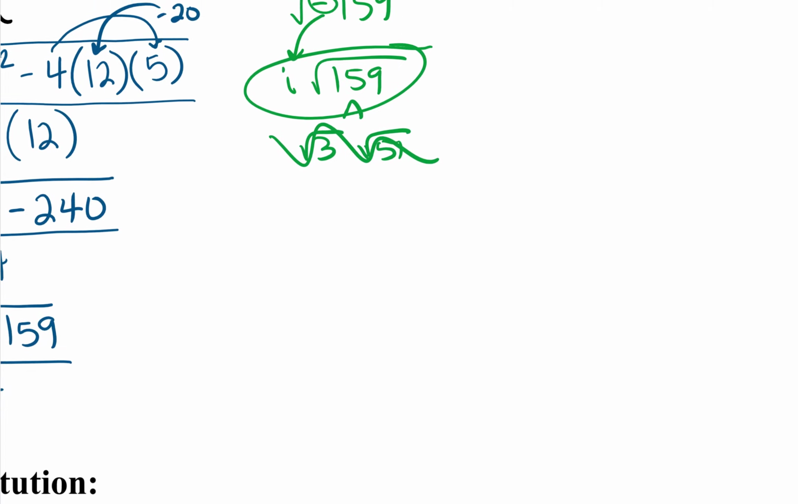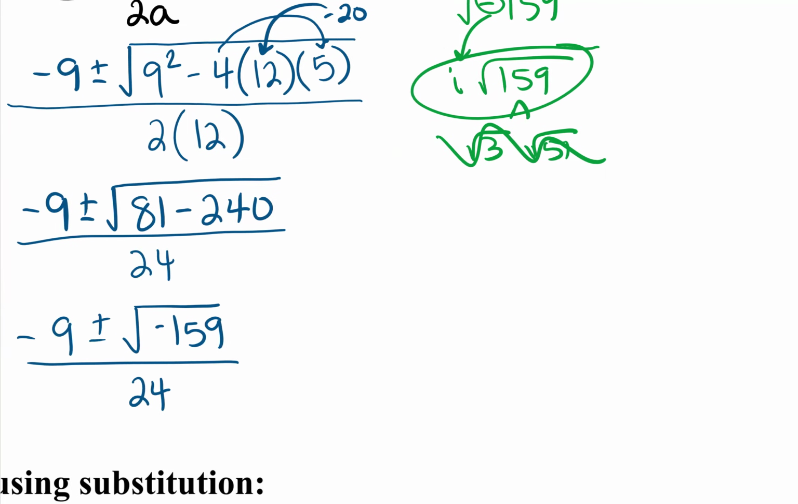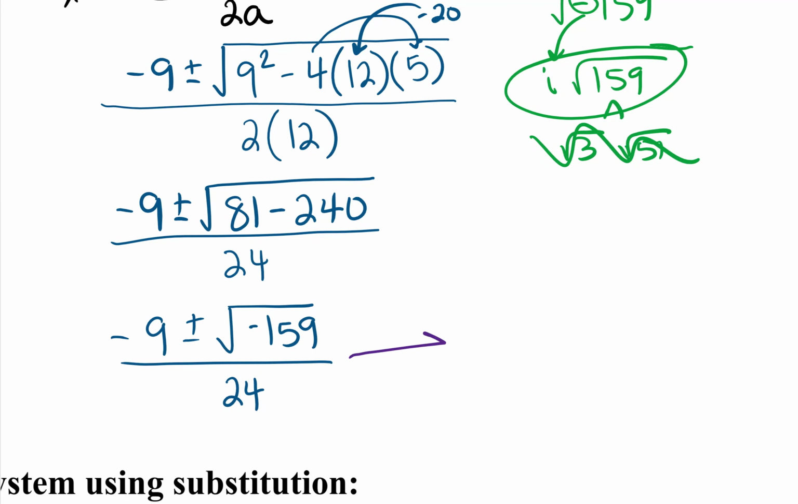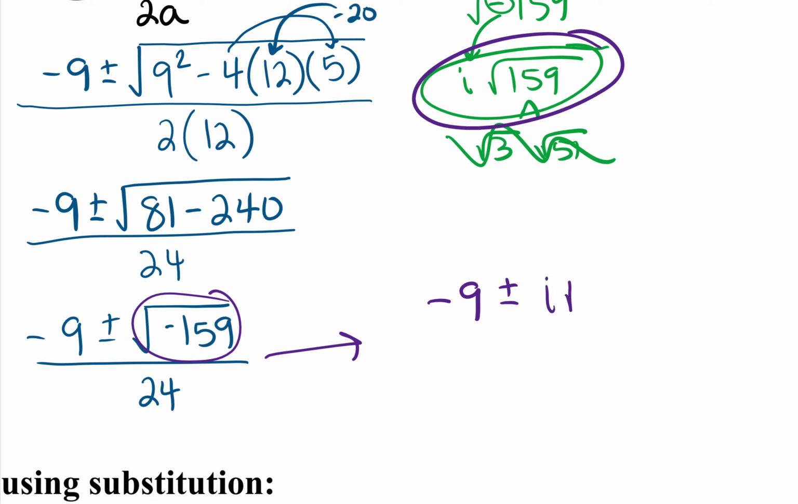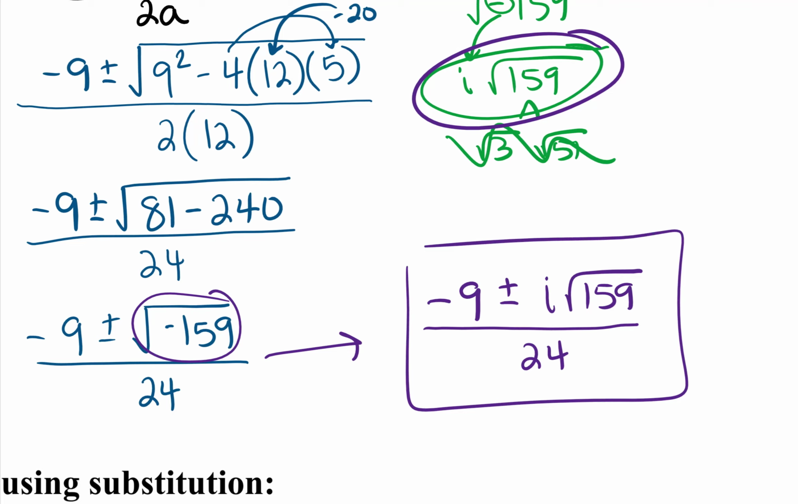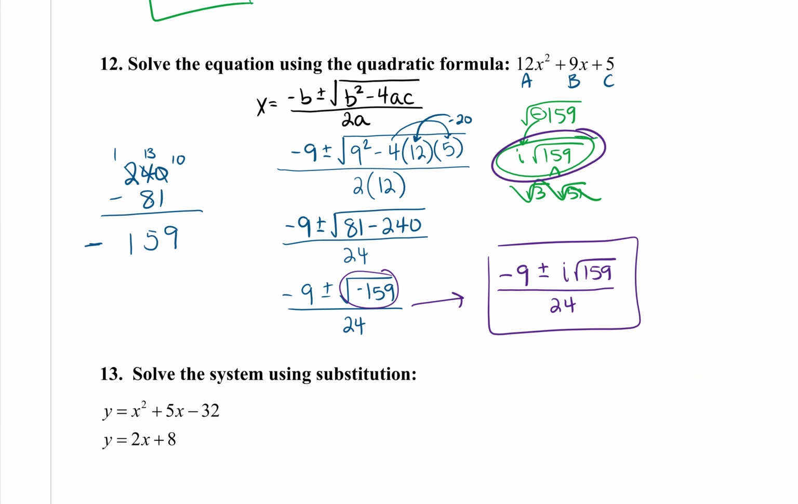So let me go ahead and write that. I'm going to change this to my answer. So I'm going to get negative 9 plus minus, now instead of the negative 159, I replace it with the i, square root of 159, divided by 24. And that's it. Because I have an i, I cannot do anything else. I can't combine like terms, I can't reduce the fraction. So I just got to leave it, and that's okay. That's how you do quadratic formula. There's only one of those on the test, by the way, so not too bad.